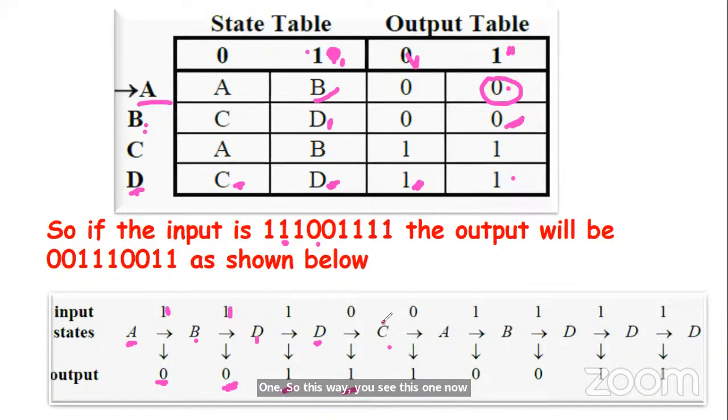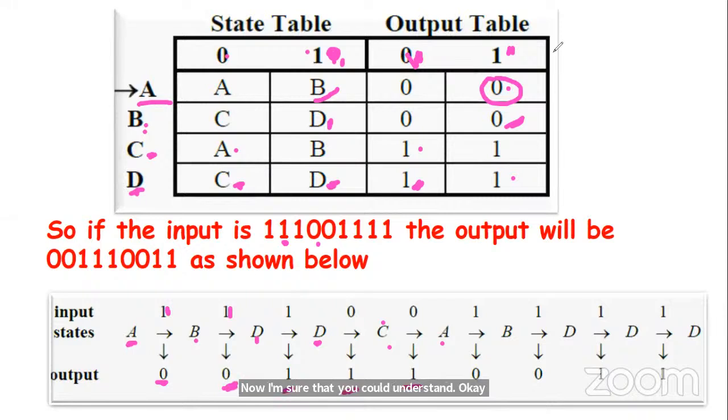Now, you are at C. At C, you receive an input of 0. You go to A. And what is the output of 0 under C? The output is 1. So this is the output. Now I'm sure that you could understand.